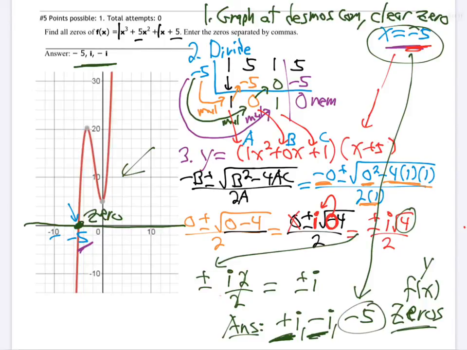There's only one real 0. We call that the real 0, the one that is real life. It really hits at negative 5. The others are imaginary.